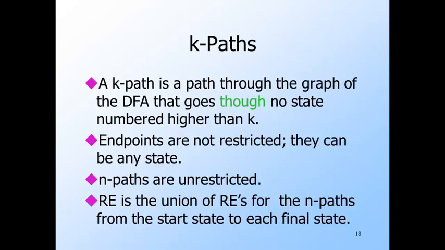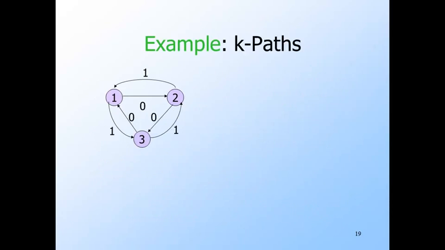We start with 0 paths as a basis, and by the time we get to n paths, there's no restriction on paths at all, so we have a regular expression describing the language of the automaton itself. Notice that an n path represents no restriction on paths at all, since there are no states whose names are higher than n. To get a regular expression for the language of the DFA, we take the union of the expressions for the n paths that describe how you get from the start state to each of the final states.